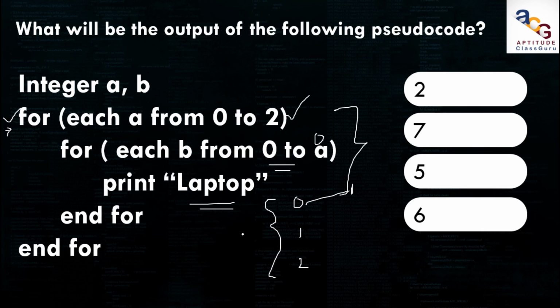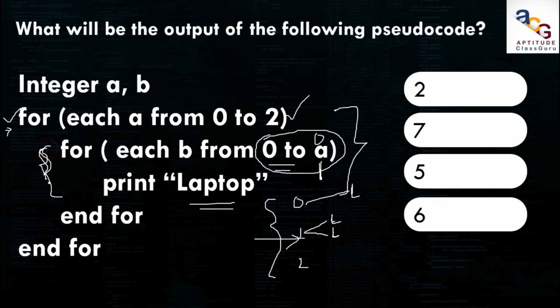So the A value will be incremented by 1, and the second iteration starts. Now the A value is 1 and the internal loop is for each B from 0 to 1, so this loop will run 2 times in the second iteration, such that 2 times the laptop will be printed. First time printed for A equal to 0 and 2 times for A equal to 1.